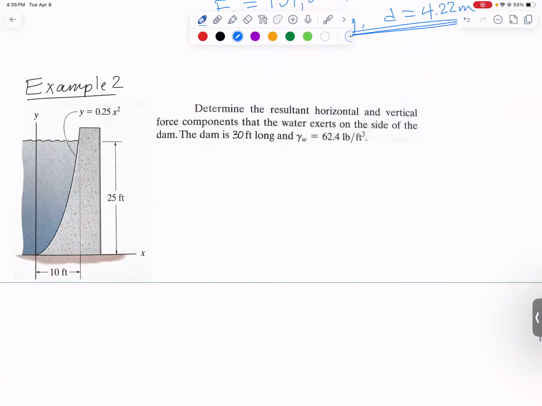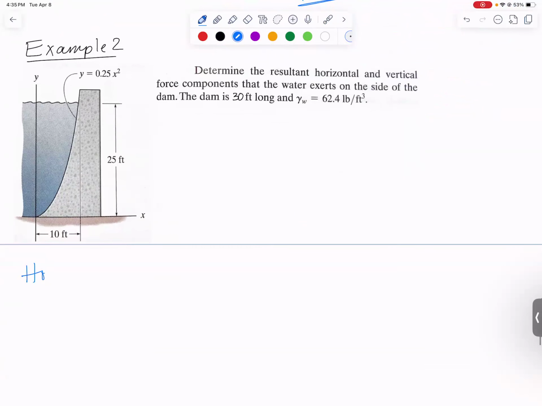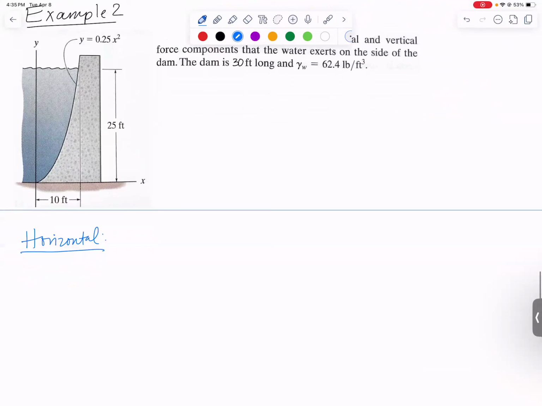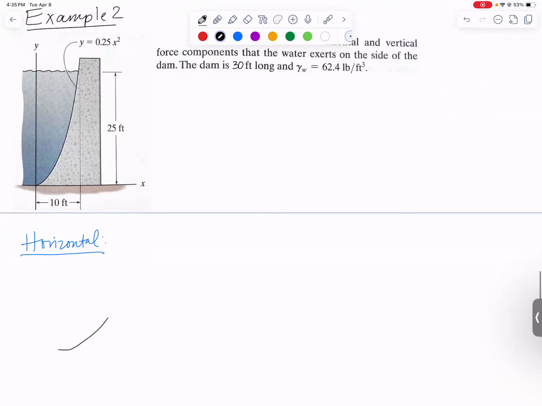Let's do this in 2 parts. Let's do the horizontal separate from the vertical because I don't want to deal with the curved surface. And so doing that, we've got the dam right here and the water right there. And I'm actually going to cut the water open along a vertical plane, because that allows me to just replace that with a nice distributed loading triangle.